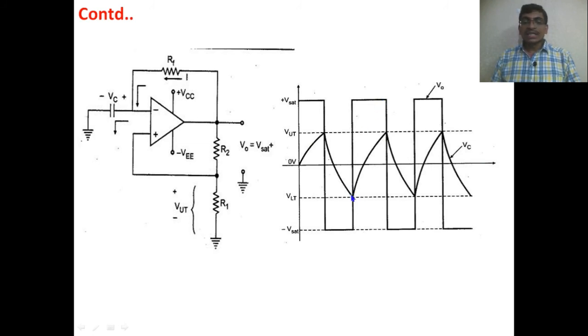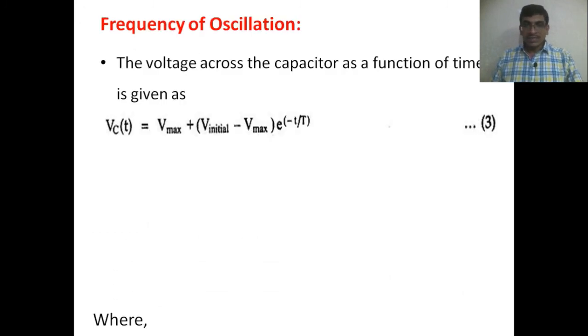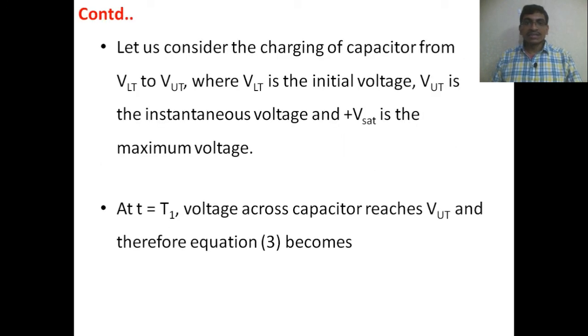Here the VLT is the initial state and the final state will be the plus V saturation, but it was getting stopped at the upper threshold level. That is fine, but the actual final state should be the plus V saturation. Okay, at the time t, it is going to charge up to VUT only. That is what we are going to show in this derivation.